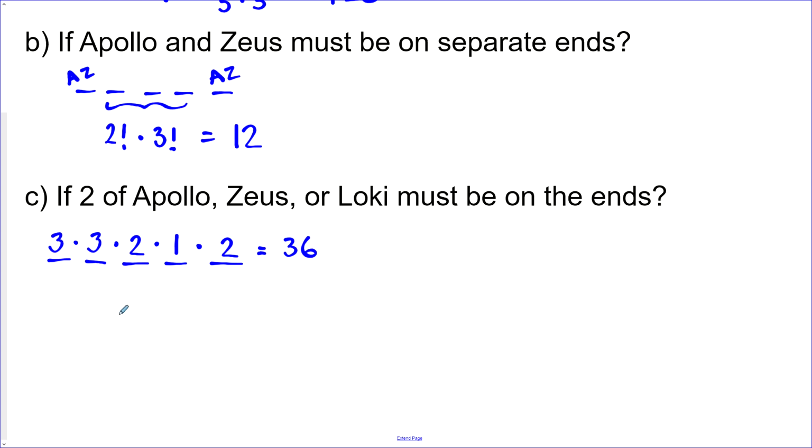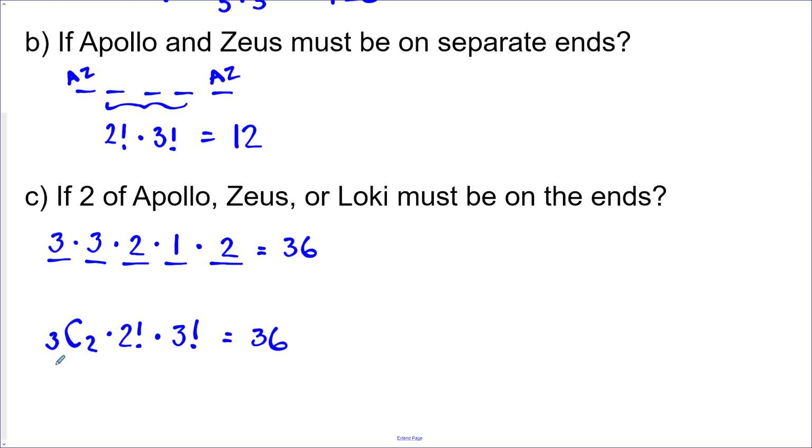We can also do it a different way. We could say that there's 3 of the guys here, so 3, and we want to choose 2 of them to be on the ends. And then those 2, we're going to make an arrangement with them, so 2 factorial. And then the 3 remaining guys is 3 factorial. And so this is also, of course, 36.